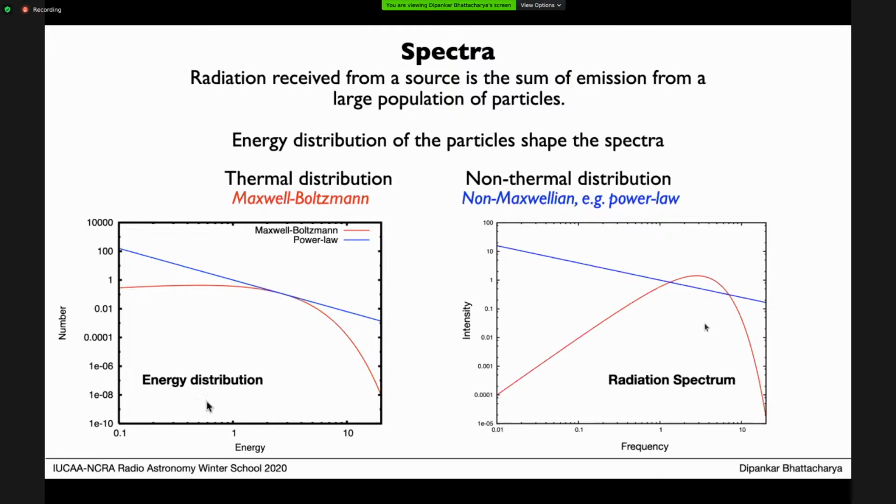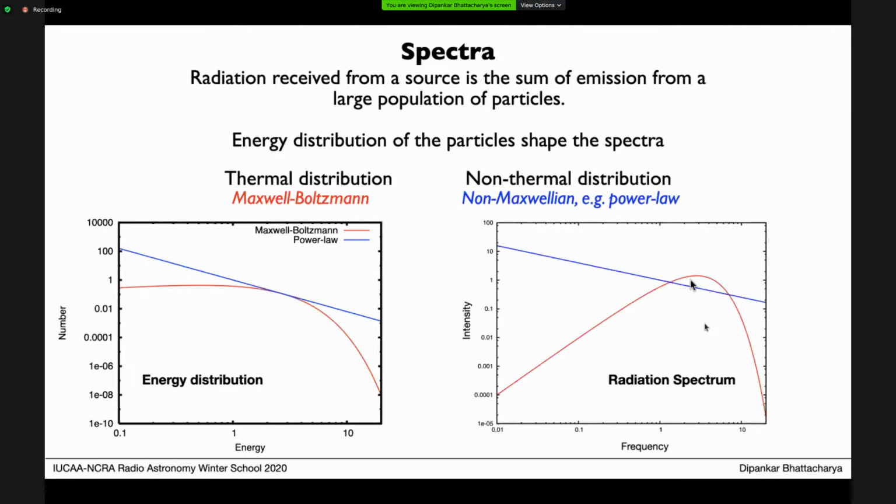On the other hand, a power law distribution, which does not have a characteristic energy in the energy distribution of the particles, will translate to a power law distribution in radiation, but it does not have a characteristic frequency of emission. So a thermal spectrum will have a characteristic frequency of emission defined by temperature. A non-thermal emission does not need to have so. A power law distribution in particular will not have any characteristic energy defined, a pure power law distribution.